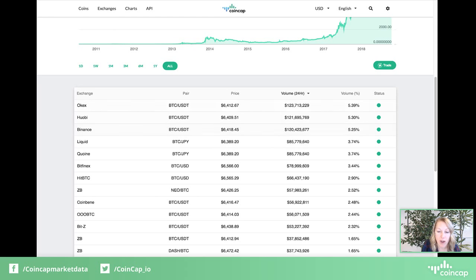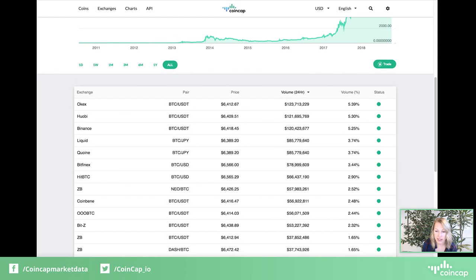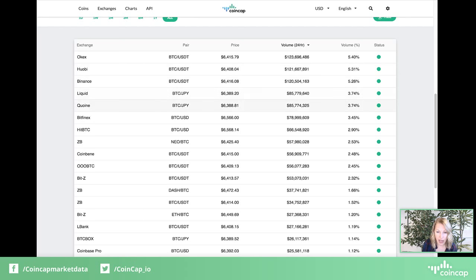So we have all these different markets, and now I have US dollars on my selector here. Maybe that's what I'm using to purchase cryptocurrency. So I'm looking to buy Bitcoin with US dollars. Looking down this list, I see that the highest volume is Bitfinex. We also have HitBTC here. Those are all Bitcoin US dollar markets.